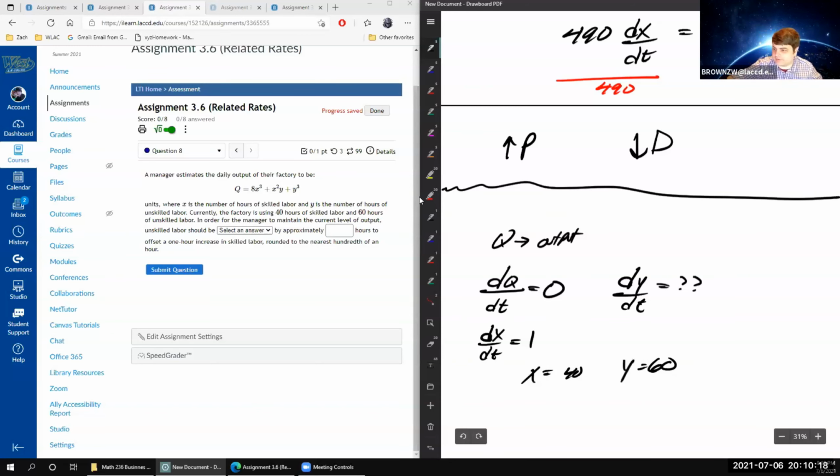Really, the part I wanted to emphasize was just this piece right here. If we're keeping the same level of output, that means there's no change in output, and no change means that you have a slope of 0. So that's just a little hint for 3.6, the last problem, number 8.